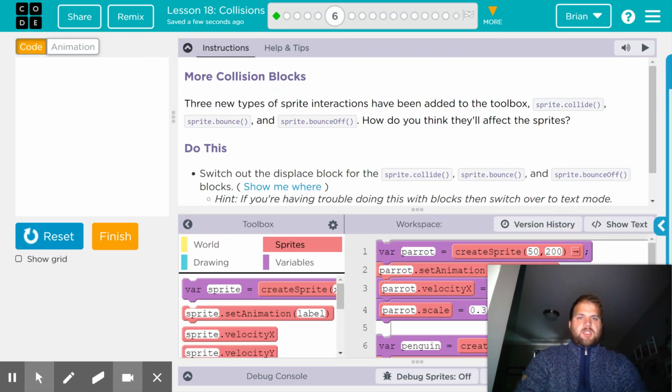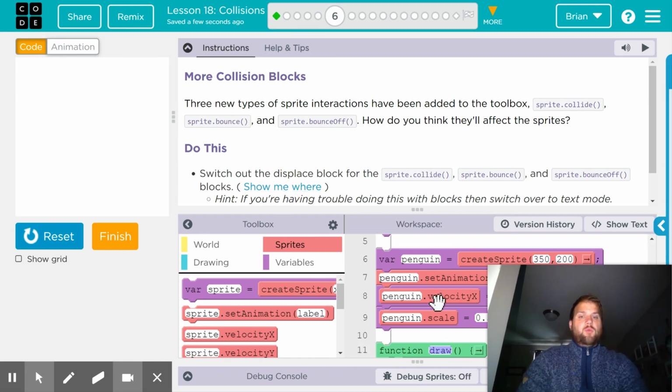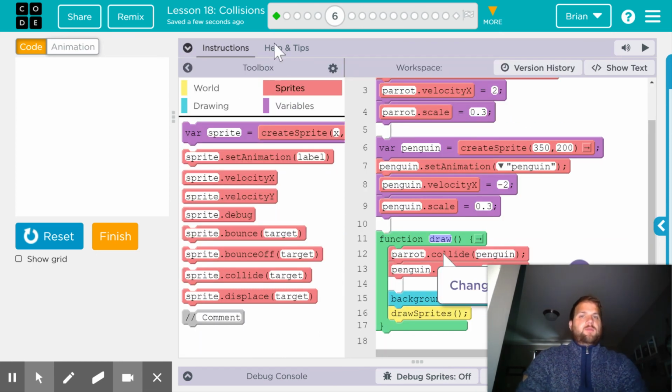So you have displace, you have collide, you've got bounce and bounce off, and all of these are things we can use. And remember, it tells you exactly what to do and when to do this. It even shows you where to do it. So just remember to use those instructions, and those are the types of codes we're going to be using today to make some interesting things happen.